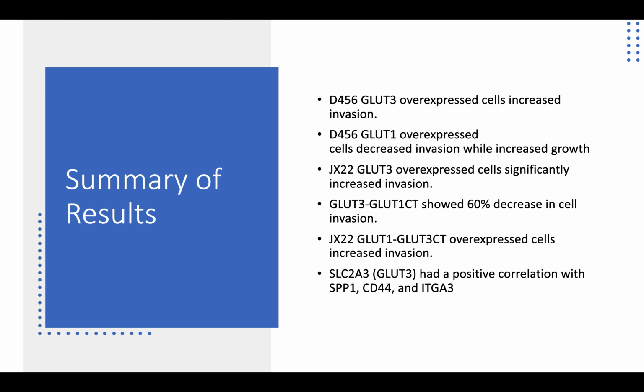GLUT3-GLUT1-CT showed a 60% decrease in cell invasion in JX22. GLUT1-GLUT3-CT overexpressed cells increased invasion. SLC2A3 (GLUT3) had a positive correlation with SPP1, CD44, and ITGA3. And this is just the summary of the results that I found to be the most prominent.